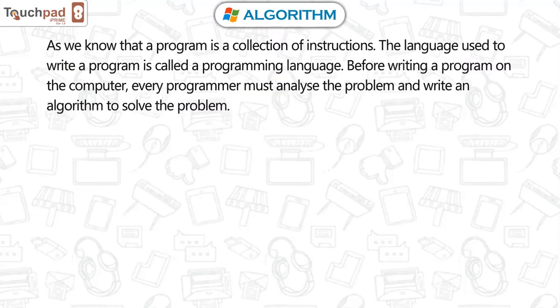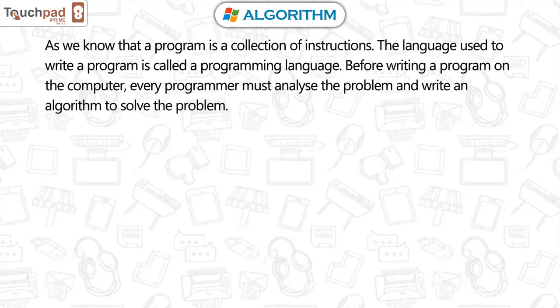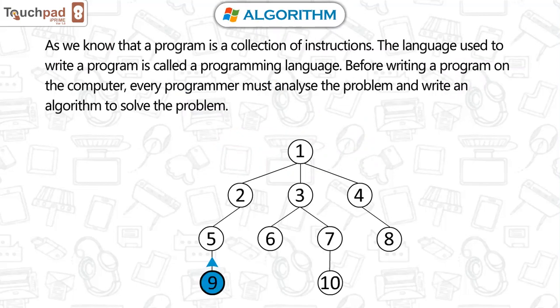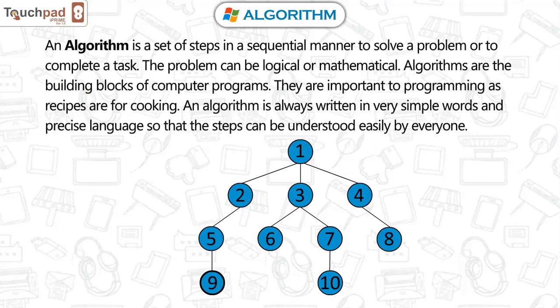Algorithm. As we know that a program is a collection of instructions, the language used to write a program is called a programming language. Before writing a program on the computer, every programmer must analyze the problem and write an algorithm to solve the problem. An algorithm is a set of steps in a sequential manner to solve a problem or to complete a task.